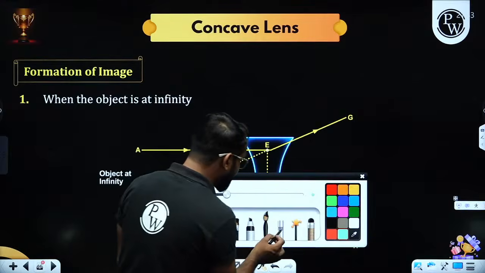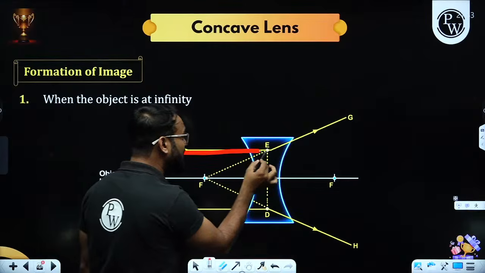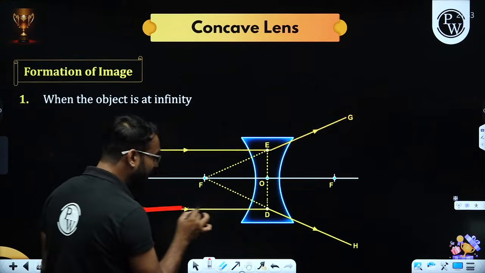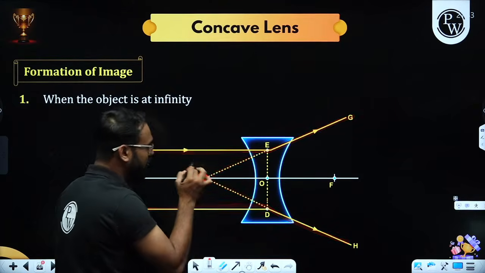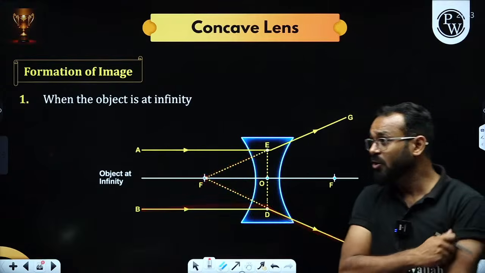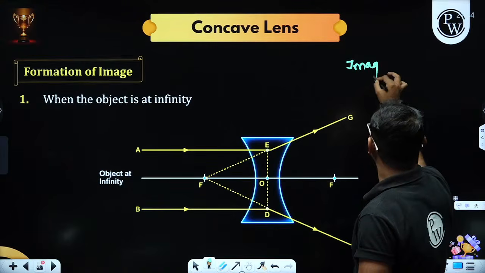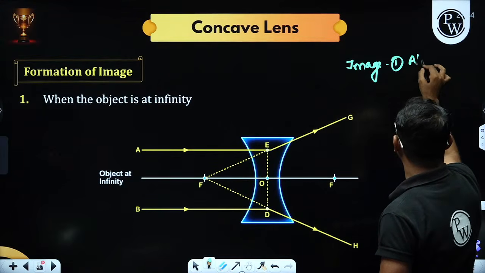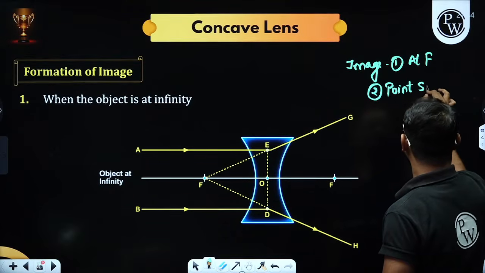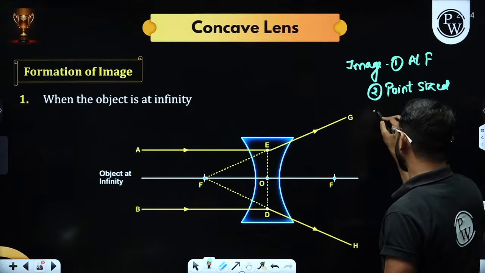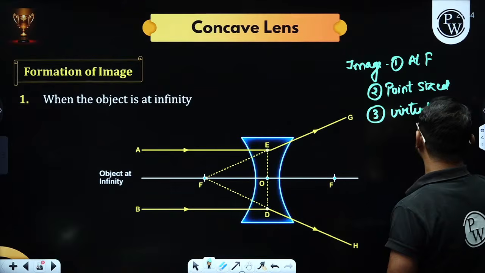Fine. What will happen in case of concave? Again, there are two cases. If the object is very, very far, parallel light rays will come. They will diverge, but they will appear to meet at focus. Now in this case, where is the image going to form? Sir, at focus. It will be point sized. But they are actually not meeting. They will appear to meet. So the nature will be virtual and erect.